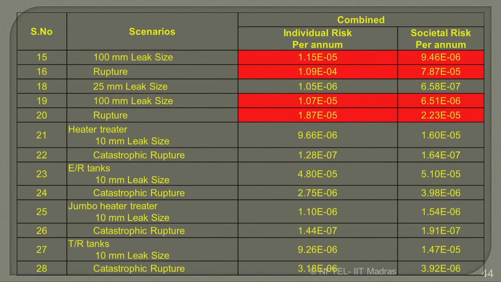Similarly, for the tankers, heater treater, ER tanks, jumbo heater treater and ER tanks, the risk levels are within acceptable values or the allowed region. However, for the jumbo heater treater, if they result in a 100 mm leak size or whole bore rupture, they fall in an unacceptable level of risk for the given plant.